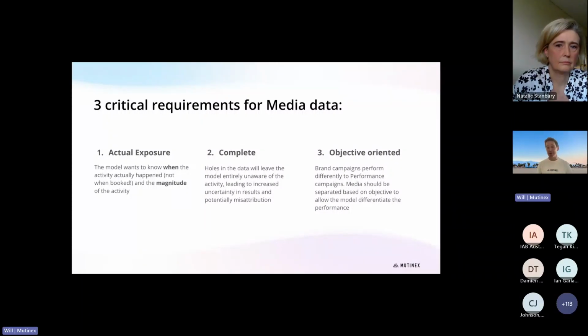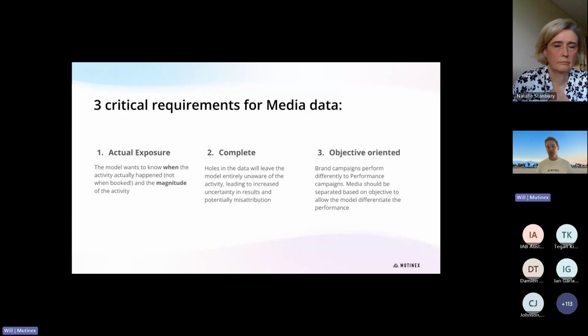It should go without saying, but it's so important to be thinking about the fact that the data has to be complete. If you've got holes in your data, the model is completely unaware that that activity existed. It's not going to fill in the blanks for you. So by missing data, it could lead to the model having more uncertainty about where to attribute those results, and it could result in a model attributing those sales elsewhere.